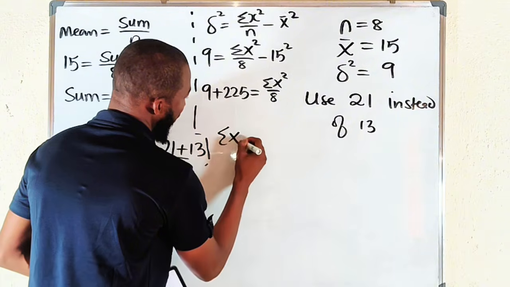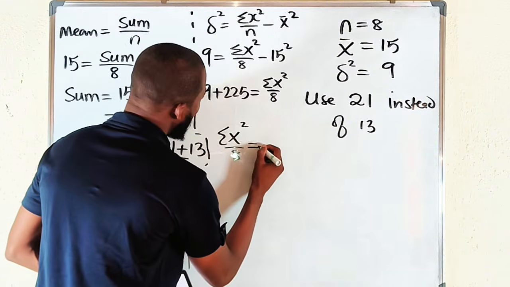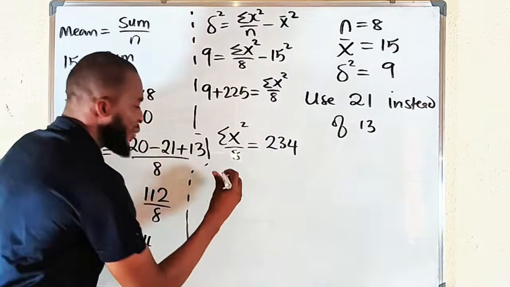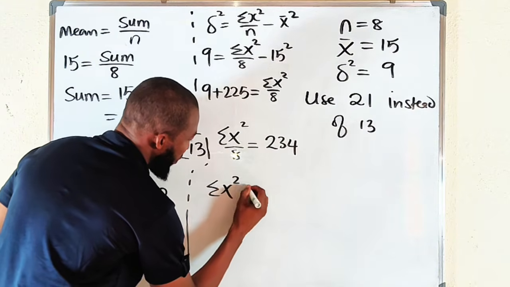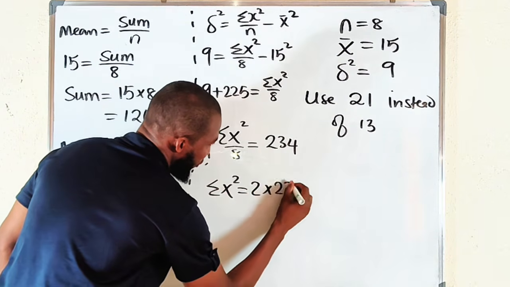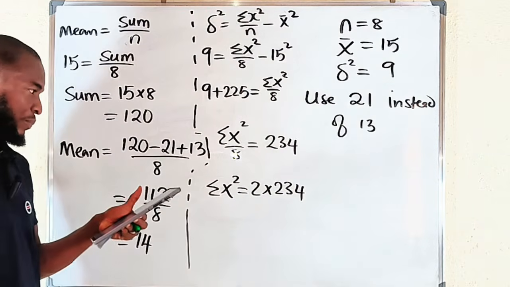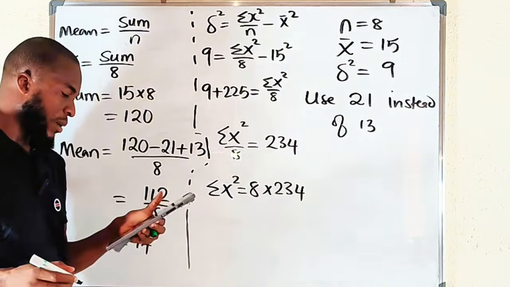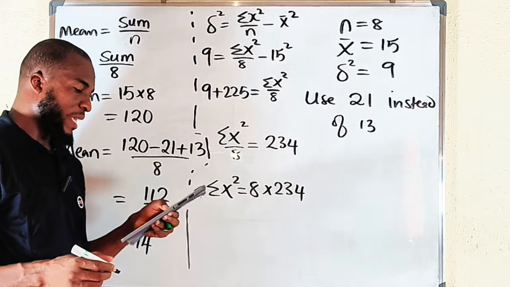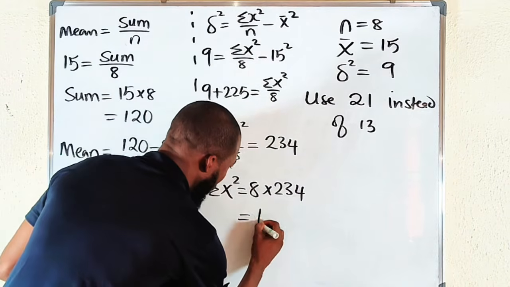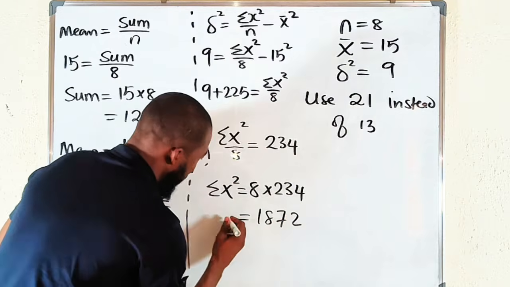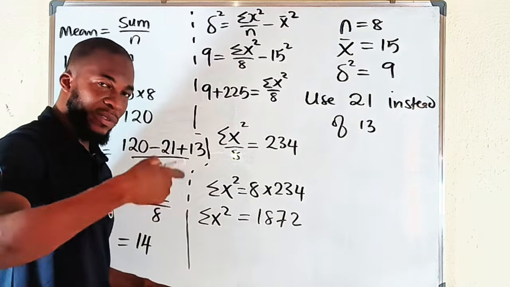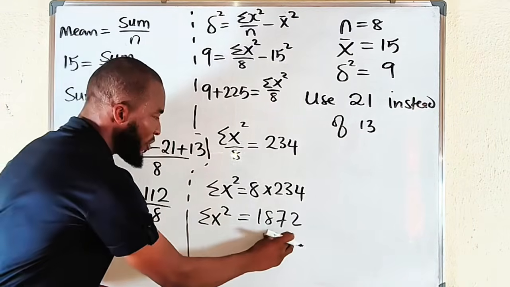So summation of x squared divided by 8 is equal to 234. Next, cross multiply. So that summation of all the x squared is equal to 8 times 234, sorry. And according to my calculator, this is 1,872. This is the summation of all the x's squared. It means you take the first item, you square that, plus the second item, square that, up to 8. This is what you're going to get.